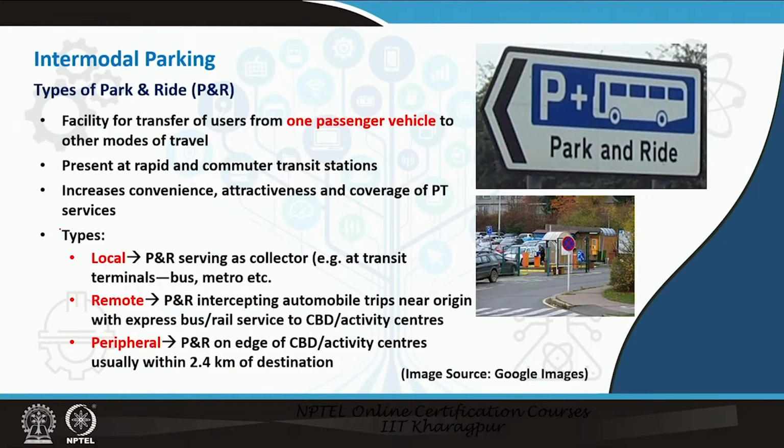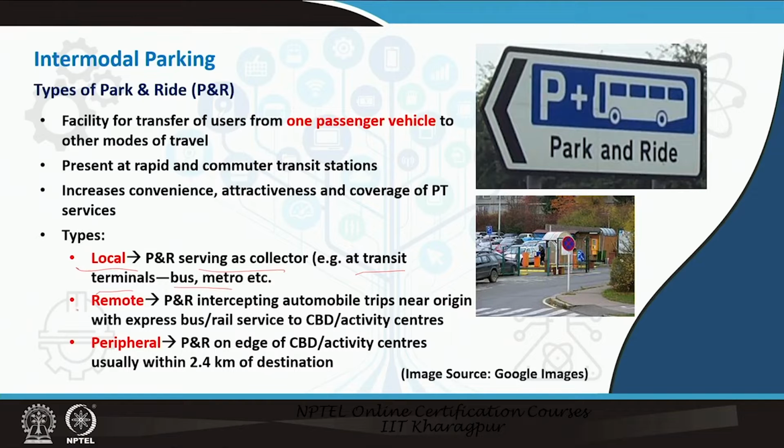So, there are different types of park and rides. We gave you a little bit of an example in the previous lecture. A park and ride could be a local park and ride that is serving as a collector, for example, transit terminals, bus, metro, etc. So, we told you that even a metro station can be considered as a park and ride station, because you can park your vehicle at that metro station and then ride the metro, or ride the BRT. So, even if you come by bicycle, you can park your bicycle there. If you come by a two-wheeler, you can park your two-wheeler there. So, that is a basic type of a park and ride facility, or a park and ride station.